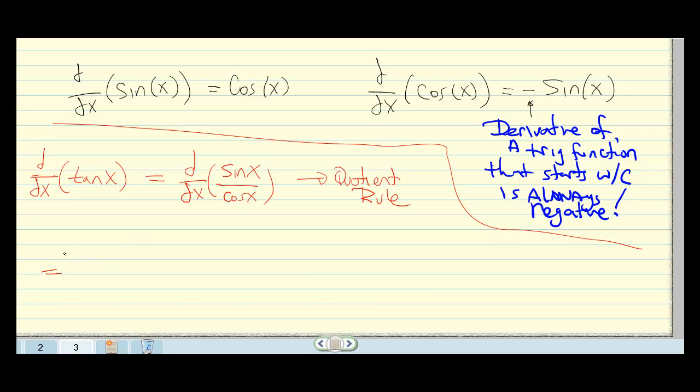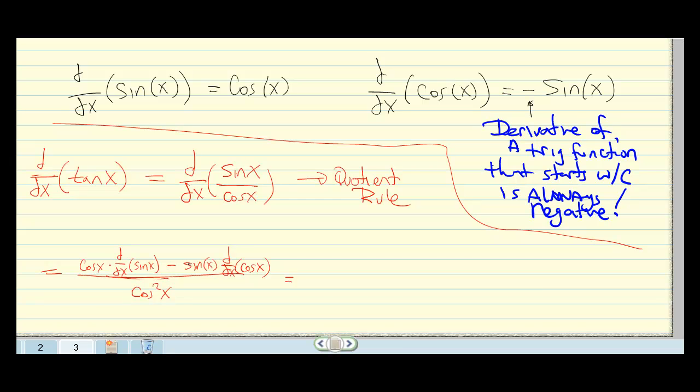And what that tells us is that our result is going to be the function in the denominator, which is the cosine of x, times the derivative of the function in the numerator, which is the sine of x, minus the numerator function, sine of x, times the derivative of the denominator function, which is cosine of x, all divided by that denominator function squared. And you can see that we'll be able to compute this trig function derivative because we've already figured out what the derivatives of sine and cosine are.